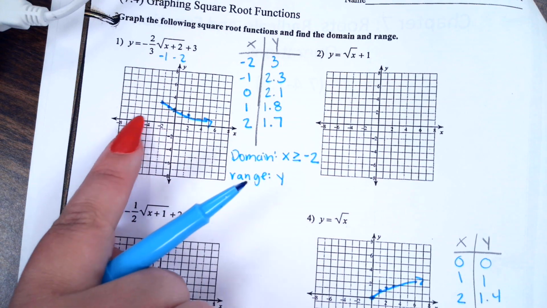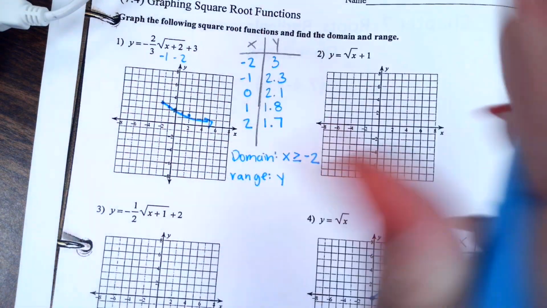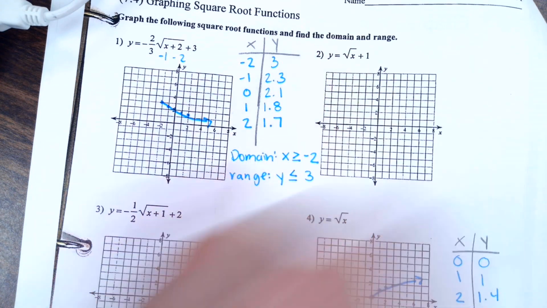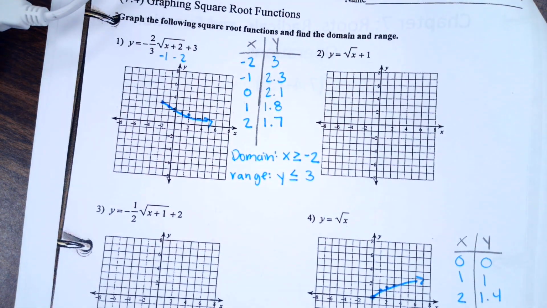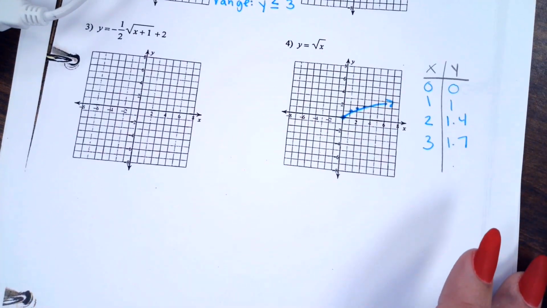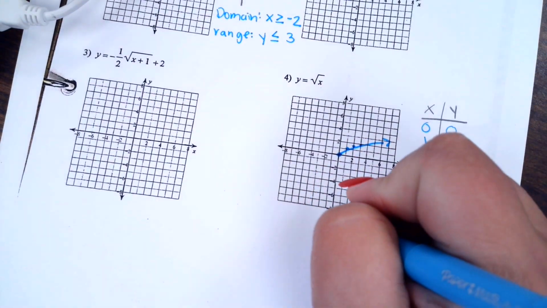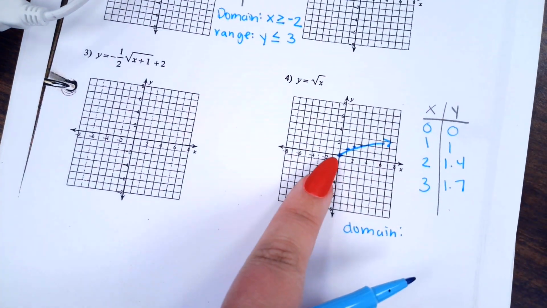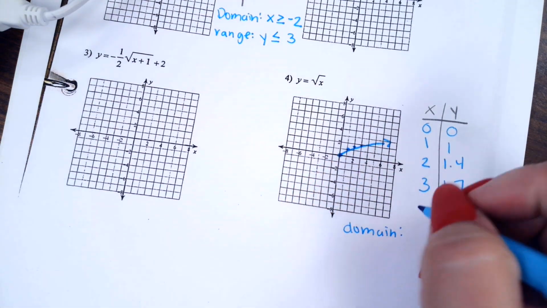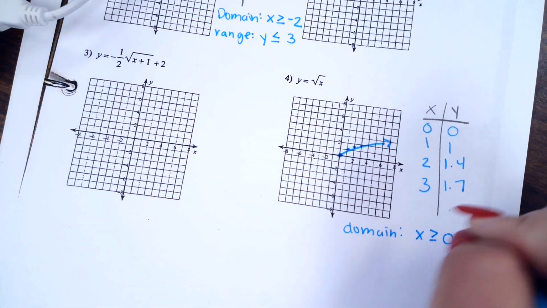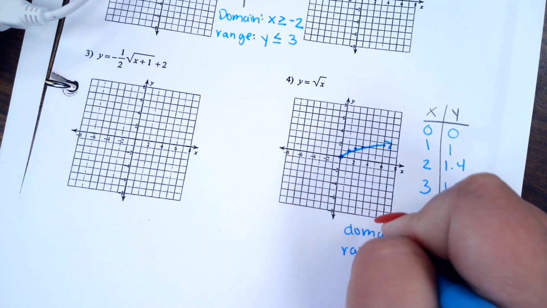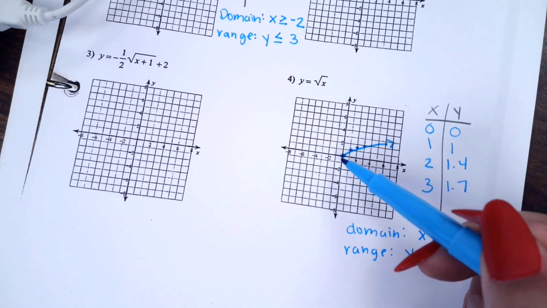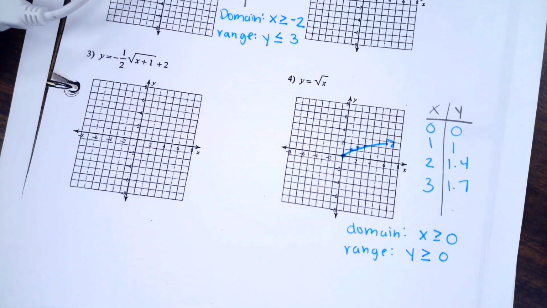So our y's start at 3 and slowly go down. So that means y needs to be less than or equal to +3. We could do that same thing for our other function. So domain, it starts at 0, right? And then it gets bigger. So x is greater than or equal to 0. Our range, again, starts at 0. And this time we're going up, so it's going to be greater than or equal to 0.